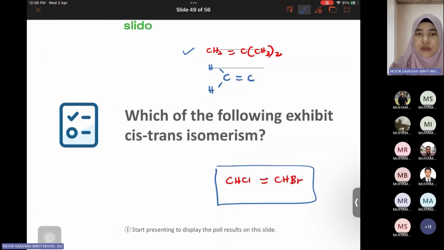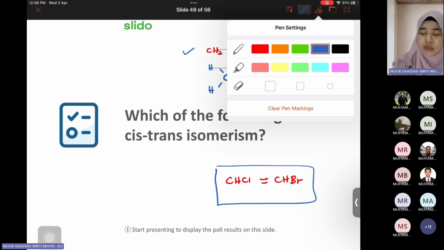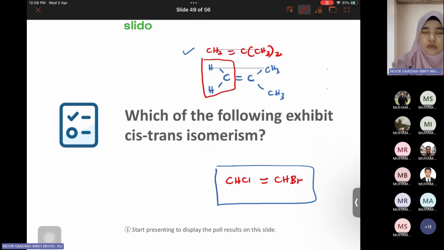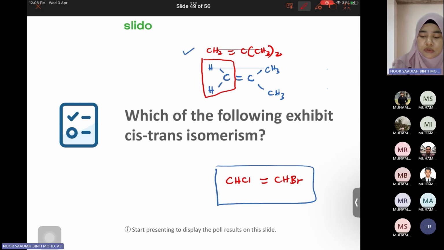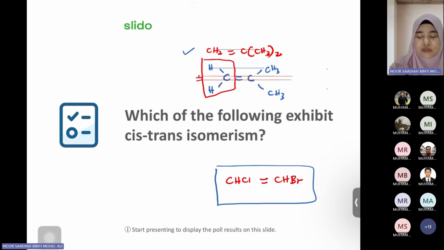Yes, madam. Okay. So majority opt for this one. But if you expand the structure, carbon double bond carbon, and this carbon got 2 hydrogen, and the second carbon got 2 CH3 group. So does it fulfill the requirement for the cis-trans isomer? No. Jangan tertipu, walaupun nampak macam sini hydrogen, sini CH3, but it is not the way you compare. You should check individual carbon double bond carbon tu. The carbon should be bonded to different group of atoms. So obviously this is not the answer.